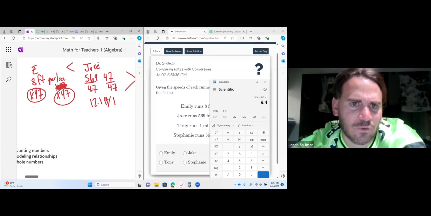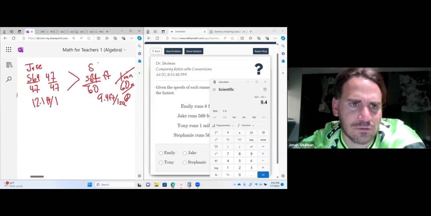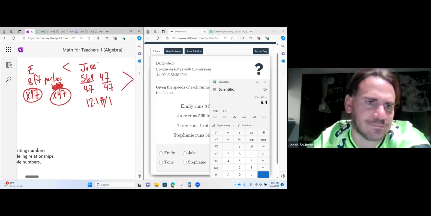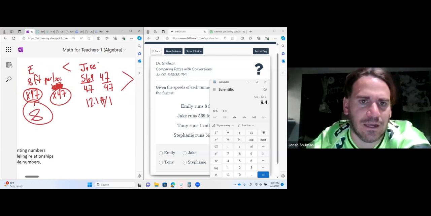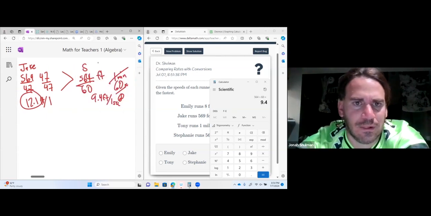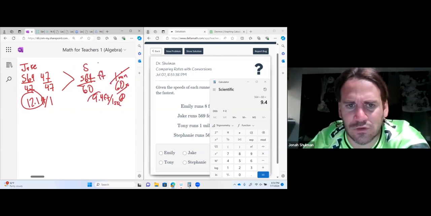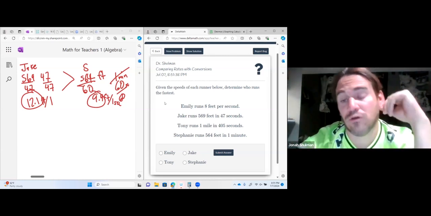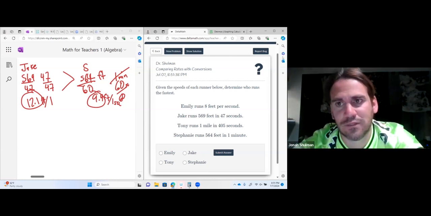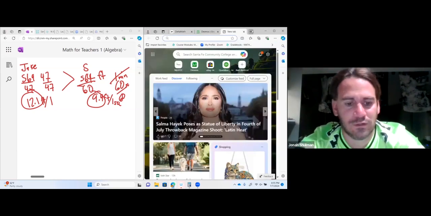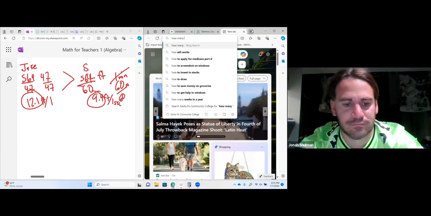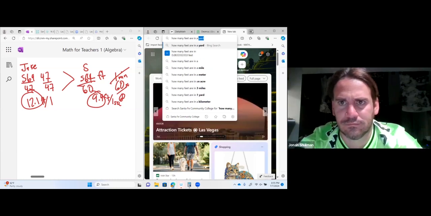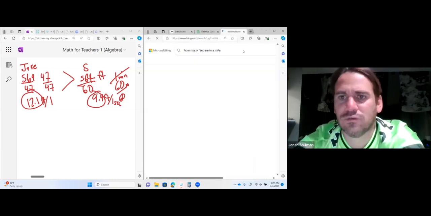So far, Emily's at 8. Jake is at 12.1. And Stephanie's at 9.4. So far, Jake is the fastest, but we haven't messed with Tony yet. So Tony's got a mile. So I want to convert the mile into feet. So how many feet are in a mile? 5,280.